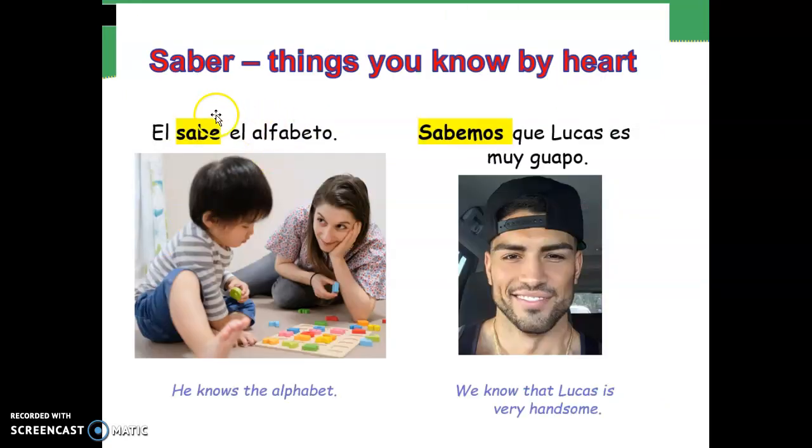El niño sabe el alfabeto. Sabe las letras. Sabemos que Lucas es muy guapo. Things that we know. Facts, again, it's very similar.